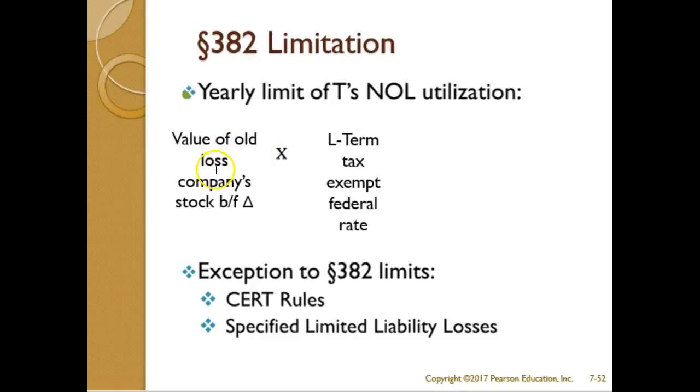The value of the old loss of the company's NOL is limited to this times the long-term AFR. The applicable federal rates are published. You can Google IRS AFR and you should be able to find those. That's the limitation that you use every year, and then the rest is carried forward for 20 years. So that loss is carried forward, and you can use that up.